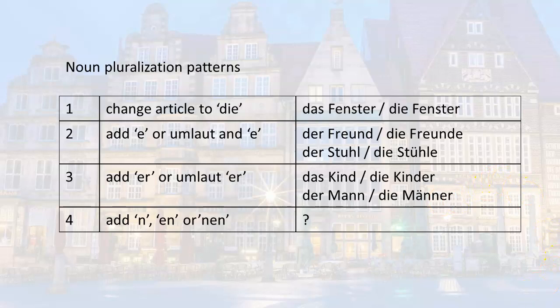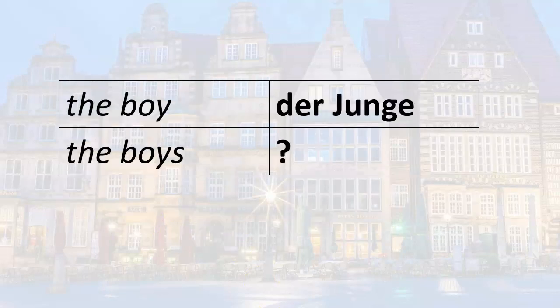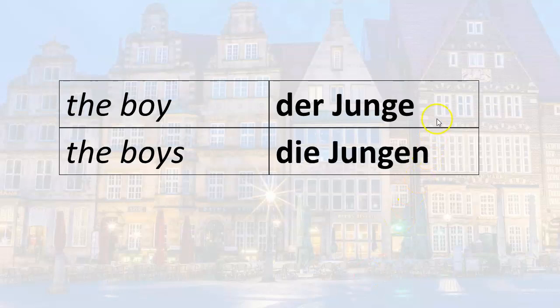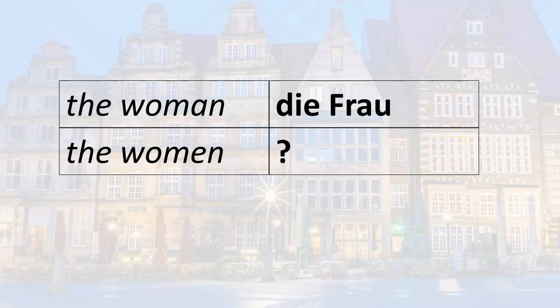In this lesson, we are going to learn the fourth pattern where you add an N, an EN, or an NEN. So let's look at some examples. The boy, der Junge. If you want to say the boys, you simply add an N. Die Jungen. Der Junge, die Jungen. The woman, die Frau.